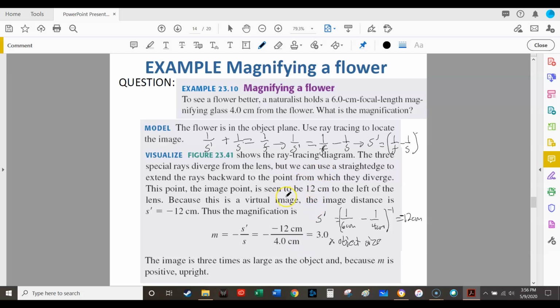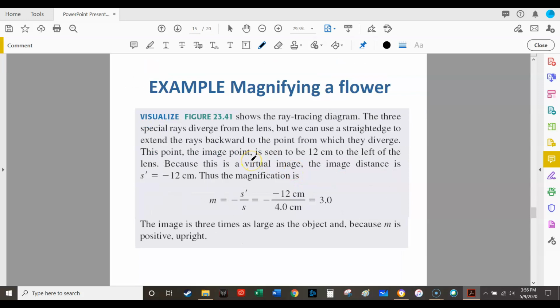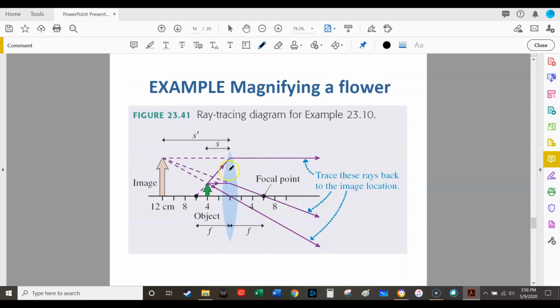Okay, this is a cool problem. I think he has it drawn right here. So yeah, basically that's the drawing that we were just using. Pretty neat.